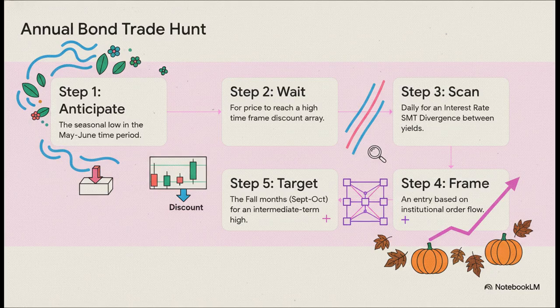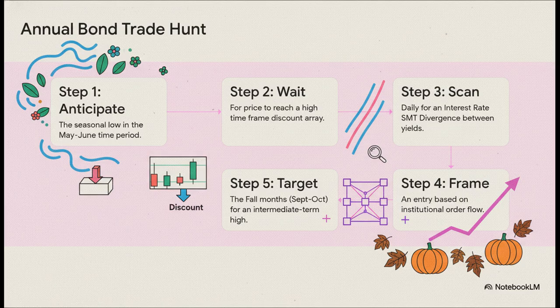Step 2, we have to be patient. We wait for the price to drop into a key discount area on a higher time frame. No chasing. Step 3, now we start our daily work. We scan for that interest rate SMT divergence between the 5, 10, and 30-year yields. Once we spot it, it's go time for step 4. We frame our entry using all the institutional concepts we know.